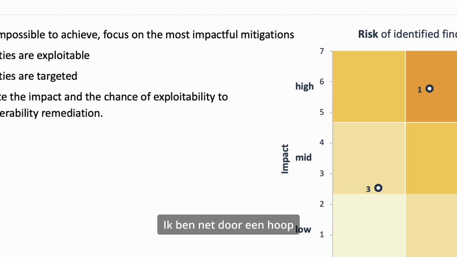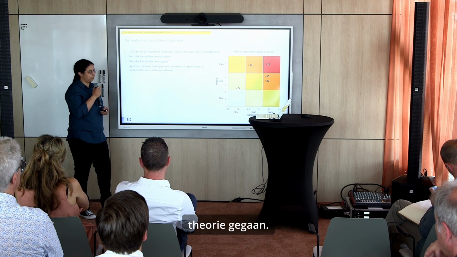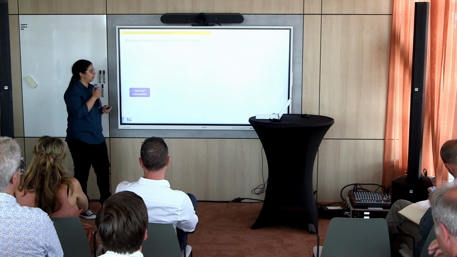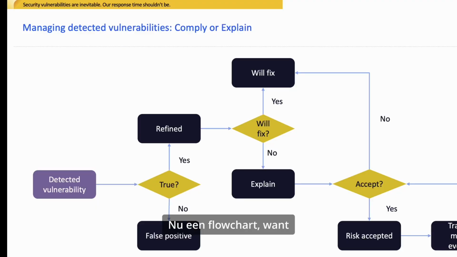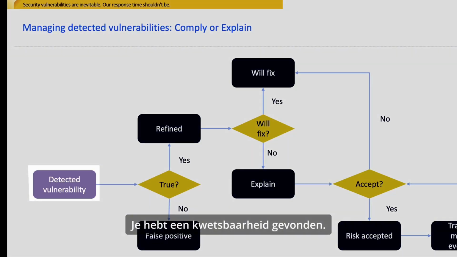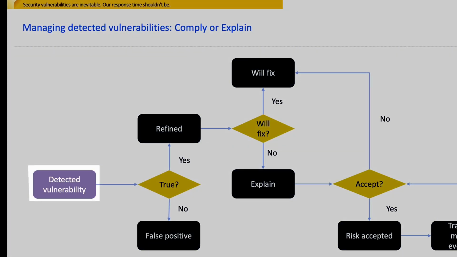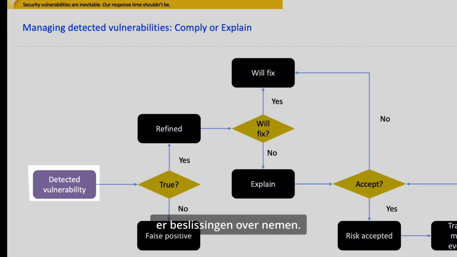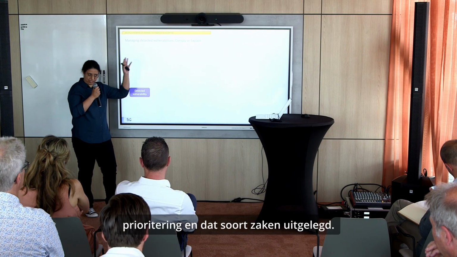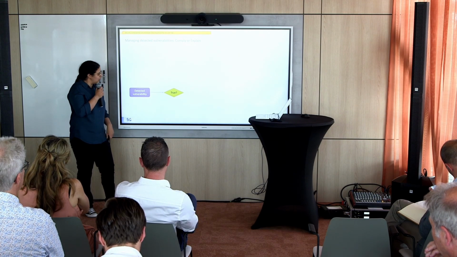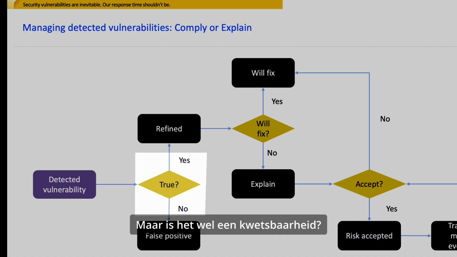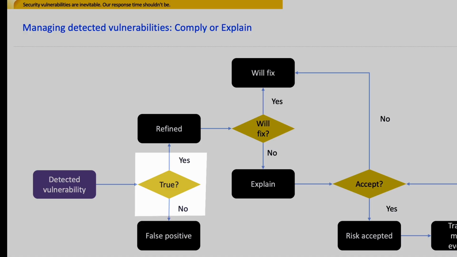So I went into a lot of theoretical stuff. Now we'll go into a flowchart, because flowcharts are also fun. So you have your scanners running, you found a vulnerability. Okay, now we have to make decisions about it, right? So I explained prioritization and all that, but is it a vulnerability? Can you exploit it, yes or no?